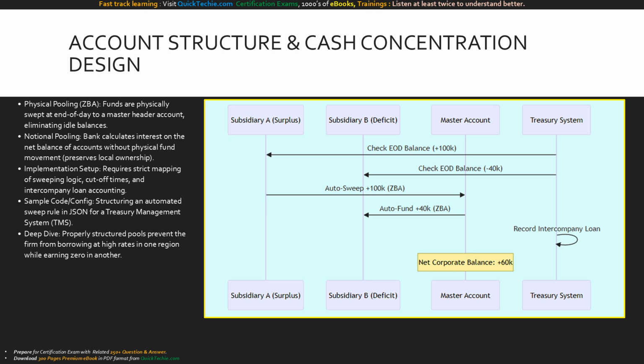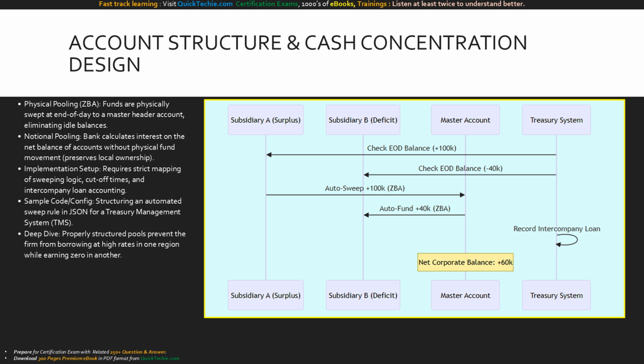Let's examine the mechanics of a zero balance account sweep using this sequence diagram. We have 4 participants: subsidiary A, subsidiary B, the master account, and our treasury system, or TMS. At the end of the day, the TMS checks the balances. It identifies that subsidiary A has a surplus of 100K, while subsidiary B has a deficit of 40K. Instantly, the automated sweep rules kick in.